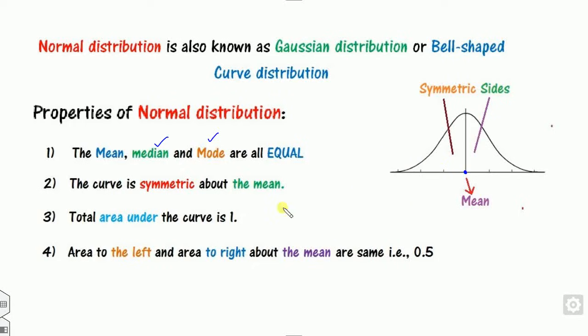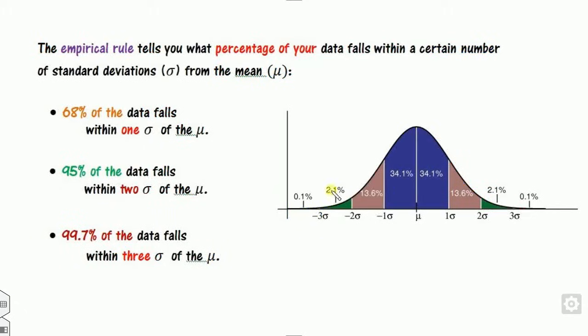The total area, we know, is 1 because it's a PDF, the probability density function. The area to the left of this center line is 0.5, and the area to the right of this center line is 0.5. So that is the meaning of property number 4.